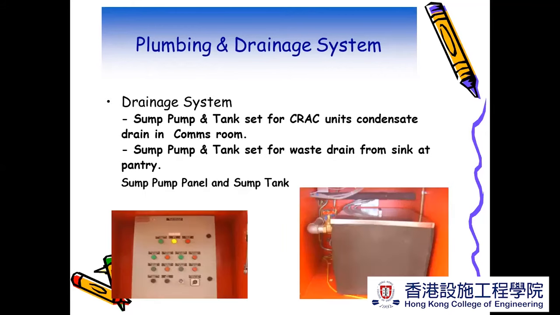Drainage system. For those areas which could not return the drain to the nearest drainage point, like in the middle of the office area, we install some kind of drainage tank below the wash hand basin unit. And in the comms room, as we mentioned before, the CRAC unit may have condensate. If it is too far away to drain the condensate to the nearest drain point, then we have to use a small pump to discharge it into the sump tank.